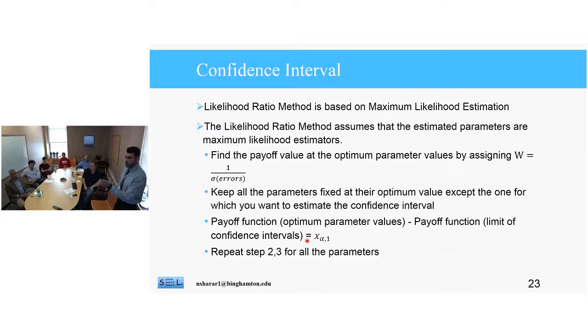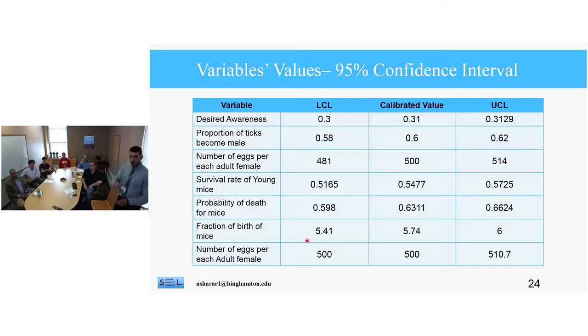Then I keep all the parameters fixed at their optimum value, except the one that I want to calculate the confidence interval for. Then the payoff function at optimum parameter values minus the payoff function at the limit of the confidence interval should be equal to chi-square with alpha value of 5% and 1 degree of freedom, which is almost 3.96. Then I repeat steps 2 and 3 to get the confidence interval for all the parameters. Here I show some of them.